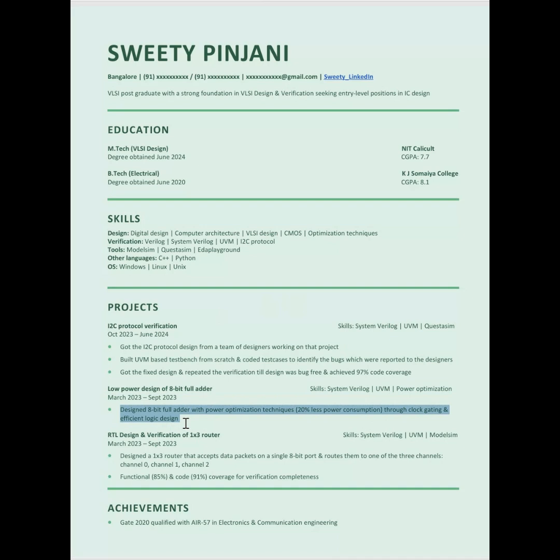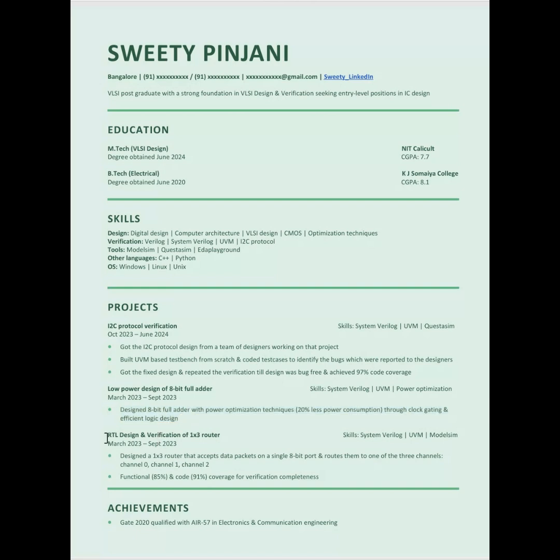How did they reduce the power consumption? You need to utilize some power optimization techniques. What kind of power optimization techniques has the candidate used? Clock gating and some efficient logic design. Now, if the interviewer sees this, they can ask you, can you explain what is clock gating? What kind of clock gating have you done? What kind of efficient logic design have you done? You should be able to answer all these questions.